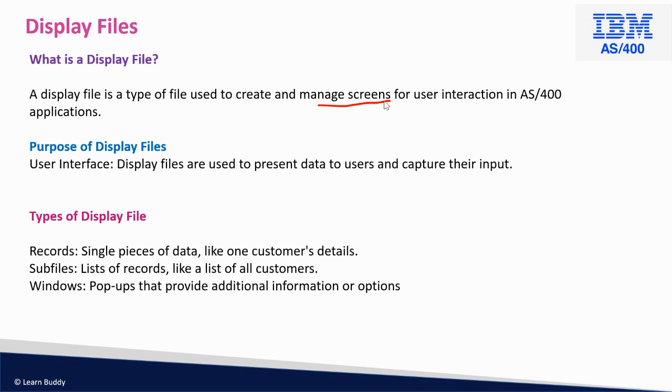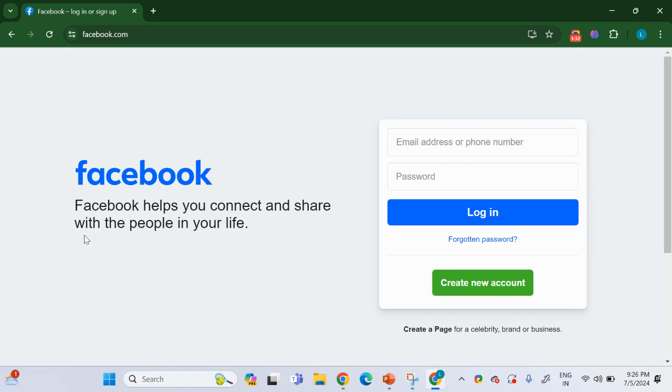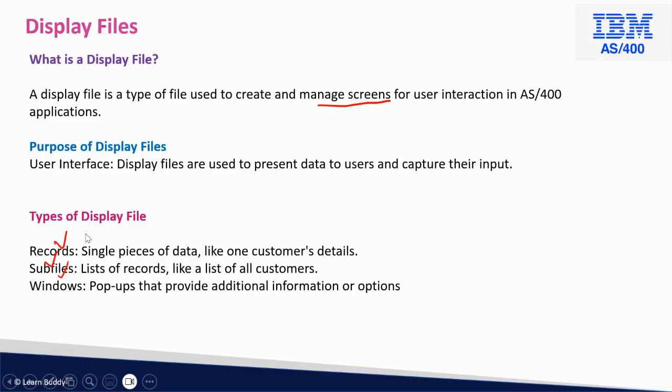And what are the types of display files? There are record type, subfile, and window. So there are three types of display files. The record type is where you deal with only single record information on the screen; you cannot see multiple records. With a subfile, you can see multiple records on a single screen. A window is where you can pop up and provide some additional information to check and confirm something. These are the three most frequently used screens in the AS400.